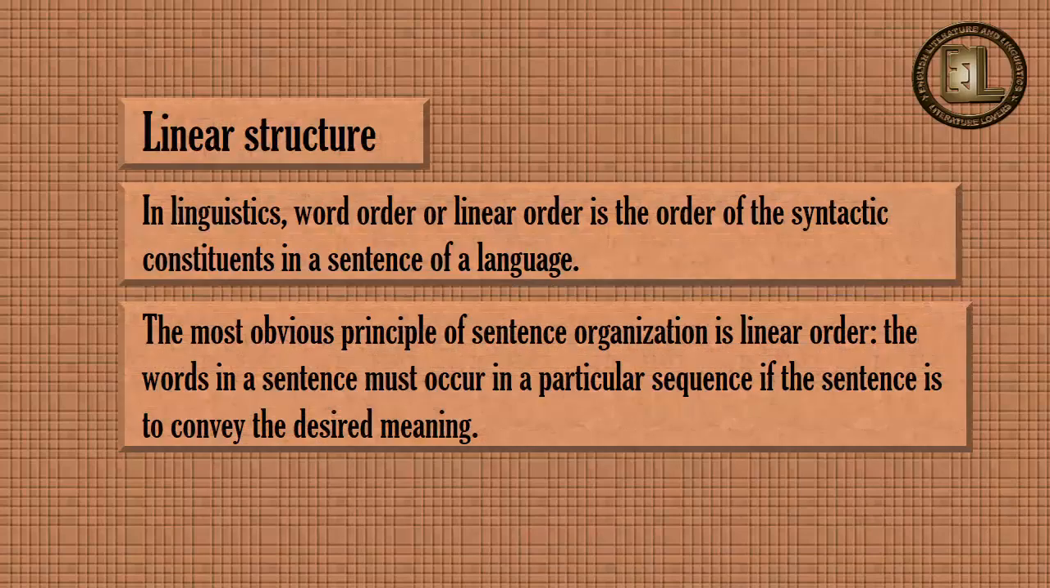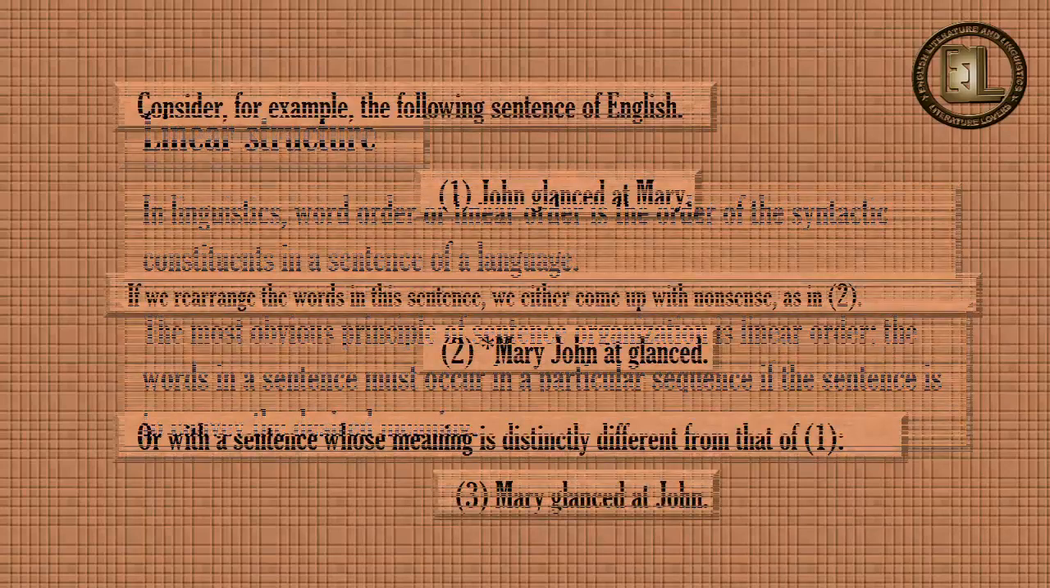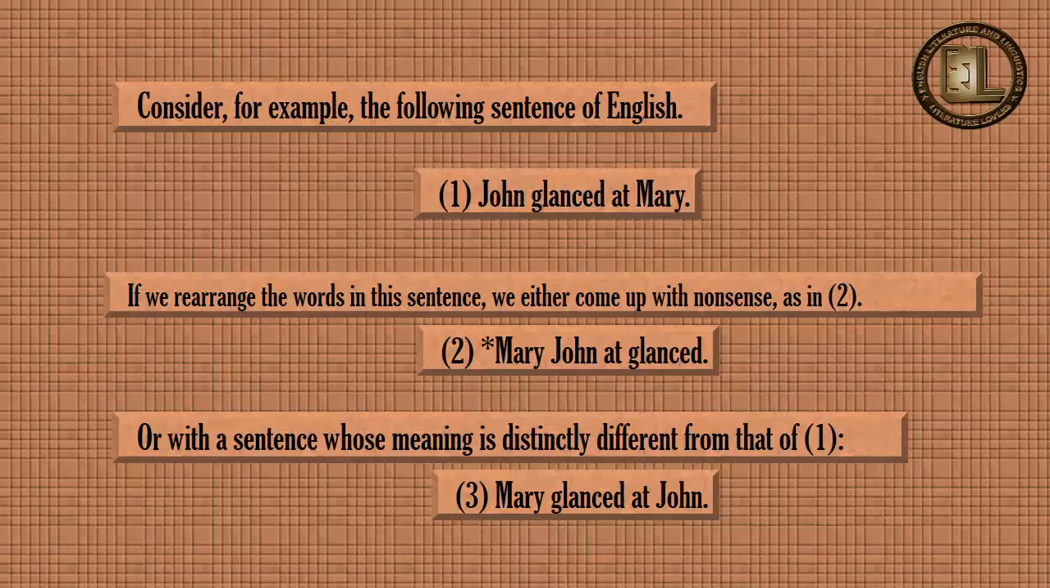Linear structure. In linguistics, word order or linear order is the order of the syntactic constituents in a sentence of a language. The most obvious principle of sentence organization is linear order. The words in a sentence must occur in a particular order if the sentence is to convey the desired meaning. Consider, for example, the following sentence of the English language. Number one, John glanced at Mary. And this order of constituents in this sentence is acceptable to the native speaker and it is meaningful.